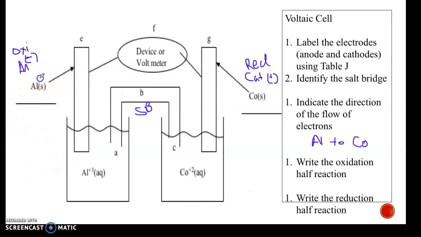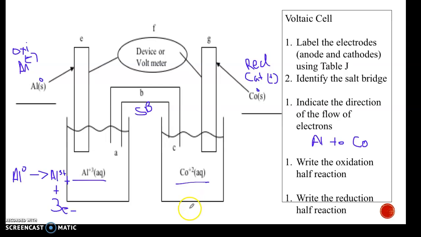Once again, this is a solid by itself, so it's 0. These oxidation states are 0, and the other oxidation states that I'm going to be dealing with are down here. So aluminum is going to go from Al 0, because it's losing electrons, to Al 3 plus. Then I need to remember that I'm dealing with 3 electrons, so it's going to be plus 3e minus.